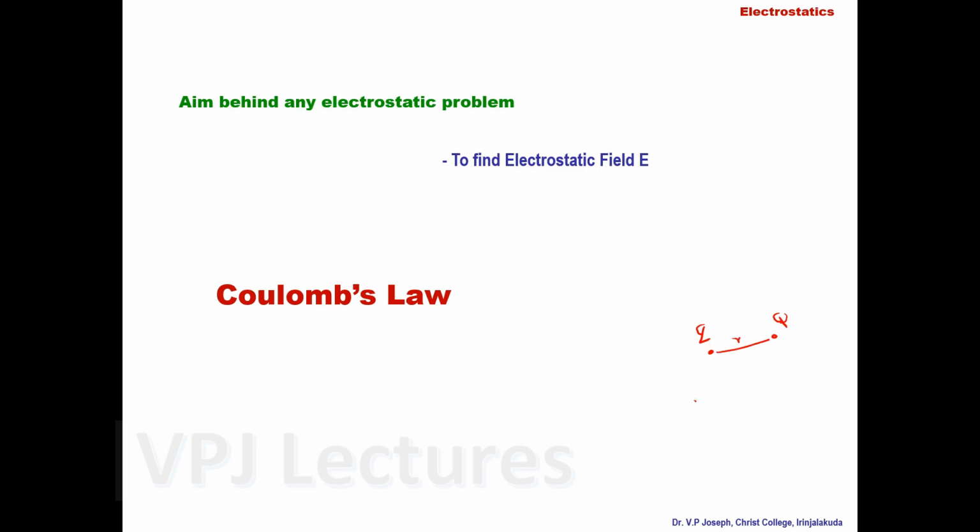Then the force between these two charges is taken as F is equal to 1 by 4 pi epsilon 0, some constant, into Q divided by r square. This is the simple expression for Coulomb's law. And by making use of the force acting based on Coulomb's law, we can define the electric field E as the force per unit test charge.